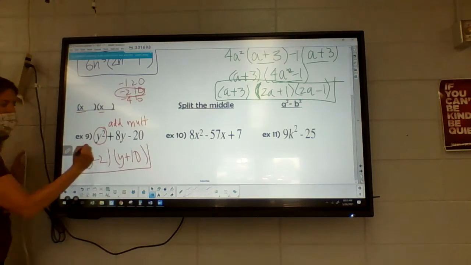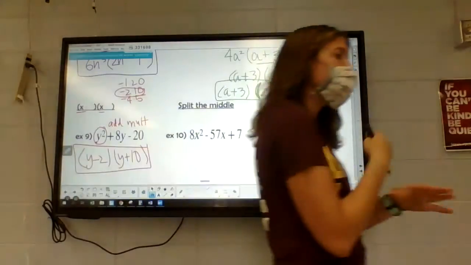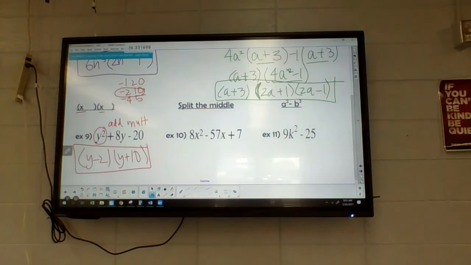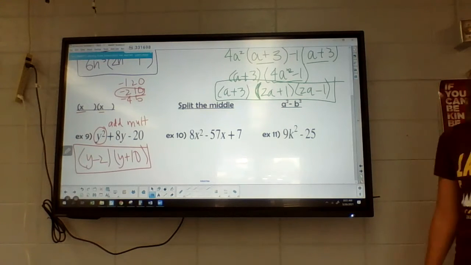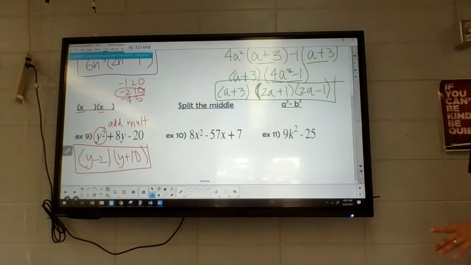So this one, I don't have to do that big x thing if I don't want to. I mean, that does work. The x thing works anytime there's 3 terms and it's factorable. But I think something like this is a little bit easier to just do this method.